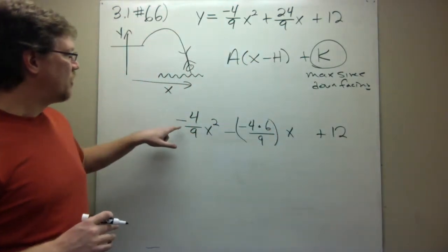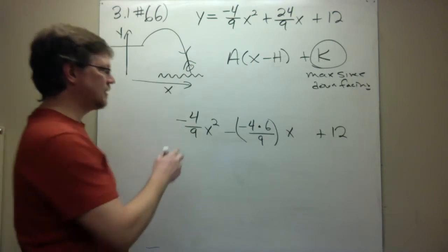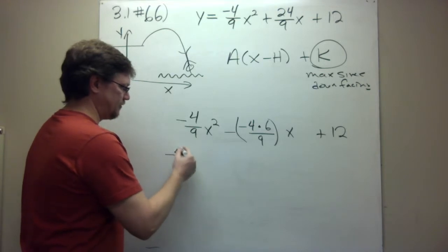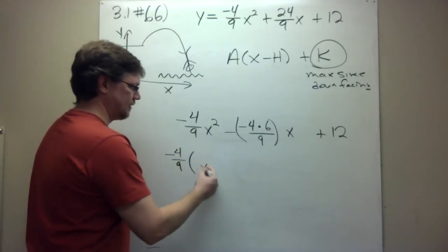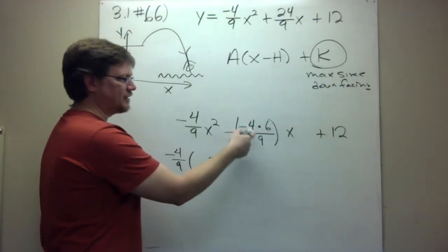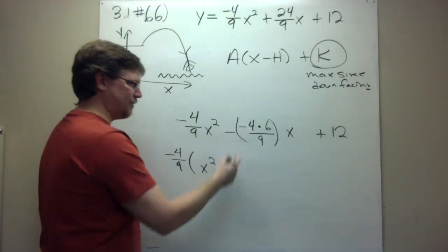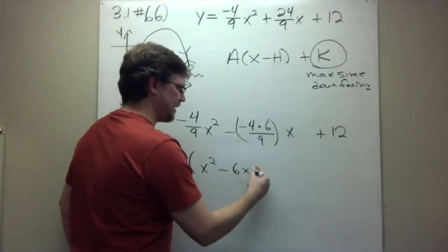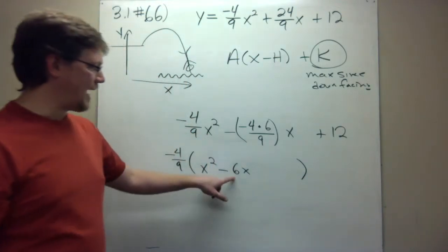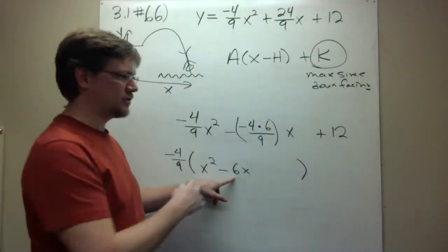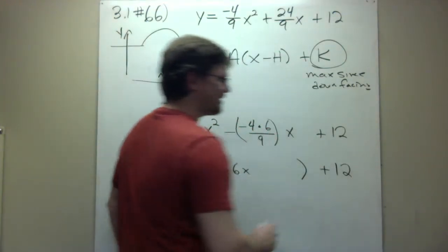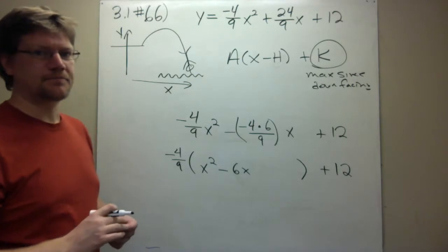Okay, so if I pull a minus 4/9 out of the x squared and the x term, minus 4/9 times x squared, I'm going to be left with a minus here. I've pulled the 4 out of the top and the 9 out of the bottom in this negative. So I'm going to get minus 6x as the remaining bit. I'm going to leave myself some room for adding and subtracting half of this squared. And this 12 is a constant term, so I'm going to leave that outside.